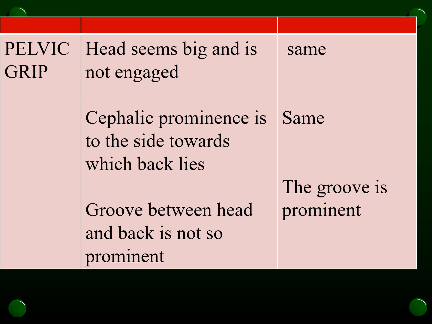In the pelvic grip, the head seems big and it is not engaged. The cephalic prominence is to the side towards which the back lies. A groove between the head and neck is not so prominent. Here in the posterior position, the groove between the head and neck will be prominent.